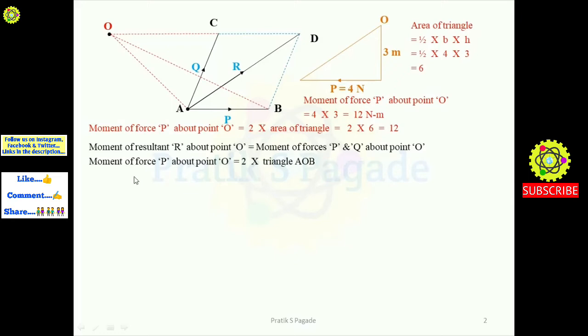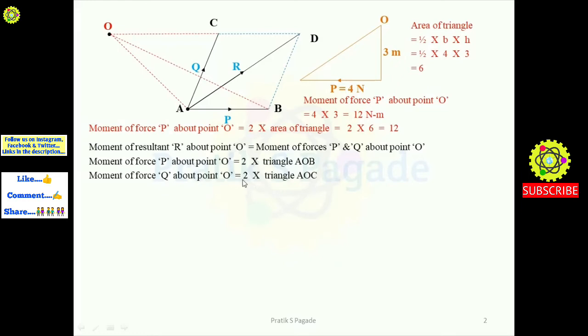So here we have proved that in this case the moment of force P about point O is equal to 2 into triangle AOB, as you can see here. So further now see, second, here we will calculate the moment of force Q about point O.